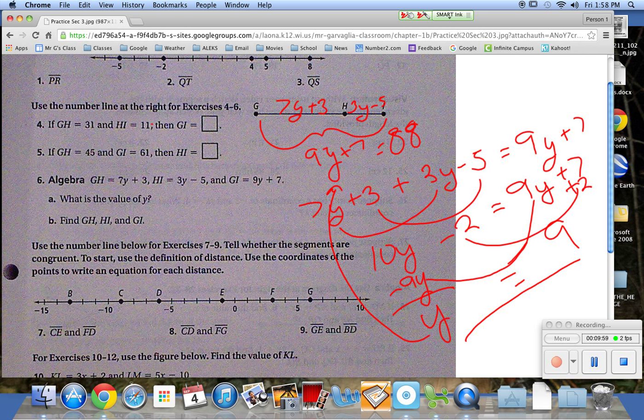Danny, what's the length of GH? We got y equals 9 here, right? Plug that into the y right here. Well, I want her to figure it. What's that? Yeah, go ahead. 66. So this is 66 up here. Lily, what is the length of HI? 22.